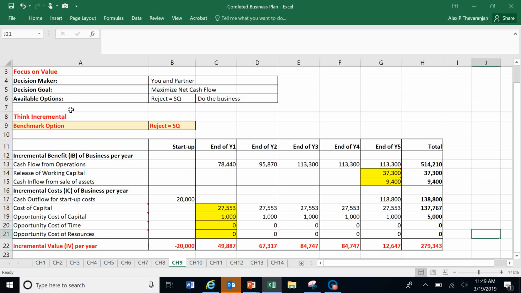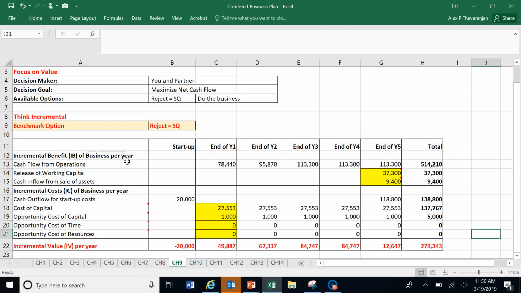The third part of focusing on value is what options are available. You could reject this idea and remain in the status quo, which is you do what others are doing: you do your major and get a job in line with your major. Or you do the business. Then we choose this as the benchmark, thinking incremental. Compared to rejecting and doing whatever else others are doing, if you do the business, how much more cash flow would you get? So first we think about the incremental benefit of doing the business.